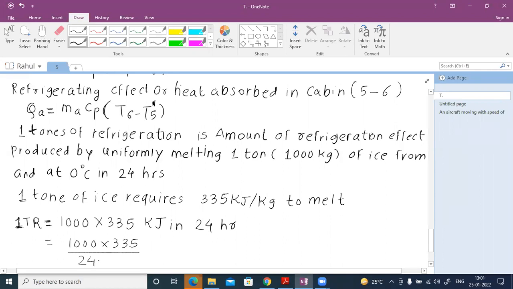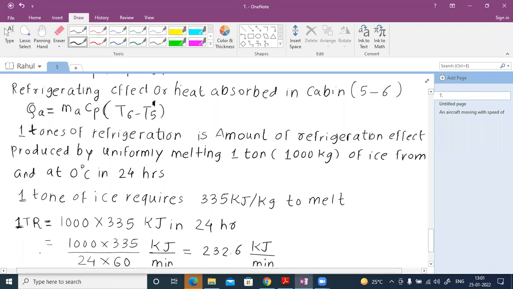How to convert hours to minutes? Multiply by 60. That means you need to divide that quantity by 60. So if you calculate this term, it comes to 232.6 kilojoule per minute. Why did I divide by 60? Because I want this answer in kilojoule per minute. So the answer I'm getting is 232.6 kilojoule per minute.